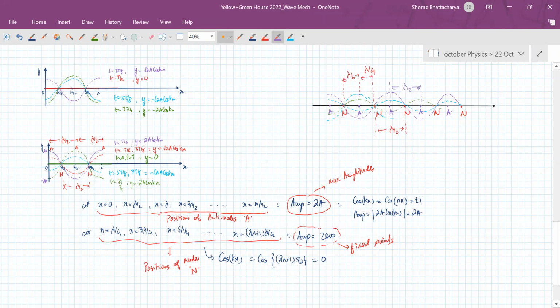At the midpoint between two consecutive nodes, you will find an antinode. At the midpoint of two consecutive antinodes, you will find a node. And the amplitude at any point between a node and an antinode will be anything between 0 and 2a, depending on the value of x. That mod cos kx term determines how much the amplitude will be.